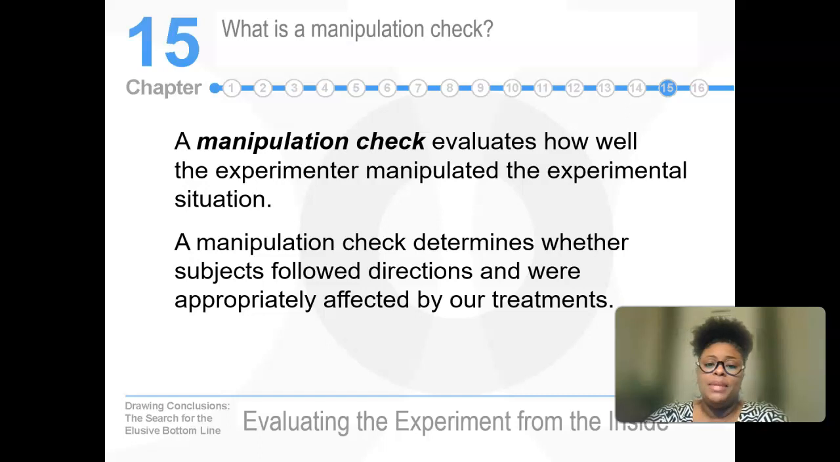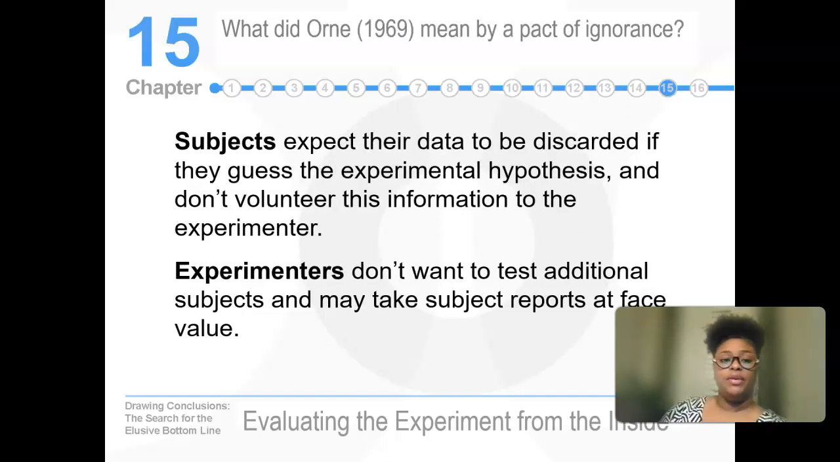So we must do a manipulation check. A manipulation check evaluates how well the experimenter manipulated the experimental situation. A manipulation check determines whether subjects followed directions and were appropriately affected by our treatment so that we actually get a good indicator as to whether or not the independent variable had a significant impact on the dependent variable.